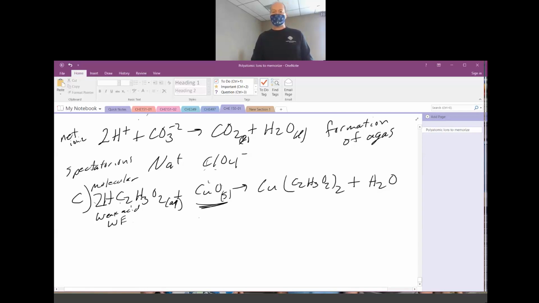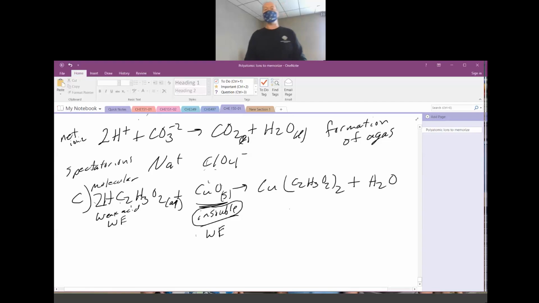This is insoluble. If I ask if it's soluble or not, and I wrote solid here, that's the answer: it is insoluble. It's not on your chart. That's why on all the rest of them there is nothing written. On this one I put solid for copper oxide. That is telling you that it is insoluble, and that makes it a weak electrolyte.